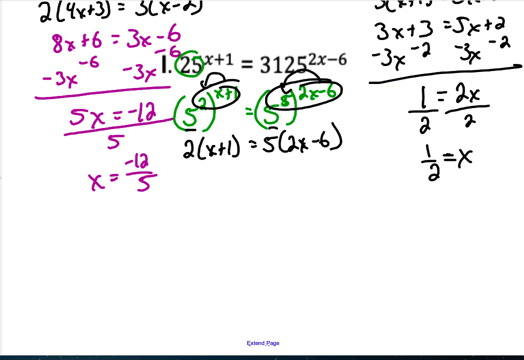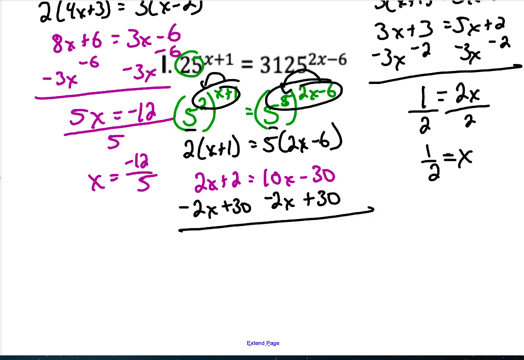And now I just simply solve my equation. So 2x plus 2 is equal to 10x minus 30. I'm going to move the 2x to the right-hand side. I'm going to add 30 to the left-hand side. And I get 32 is equal to 8x divided by 8, and I get x is equal to 4.